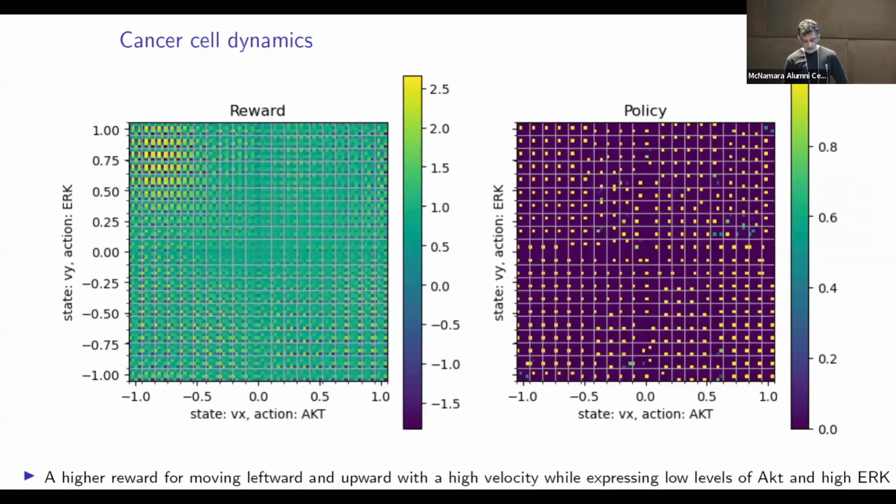Within each of these boxes, there's a smaller box which reports the values of the actions taken. So what is the ERK and AKT expression by these cells? I won't get into details of how to interpret this, but it turns out that we infer from our inverse reinforcement learning that a higher reward is obtained by the cells for moving leftward, so that the velocity Vx is negative, and slightly upward, Vy slightly positive. So it comes into this region, and furthermore, for expressing low levels of one of these reporters, AKT, and high values of another reporter, that's ERK.